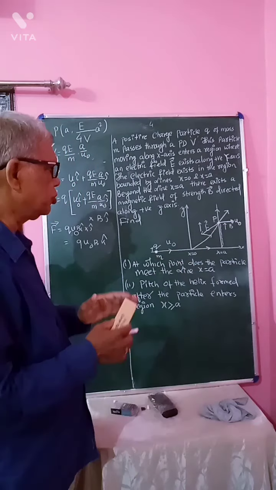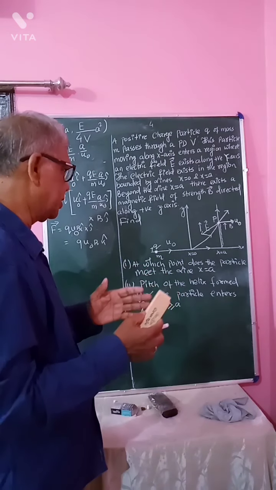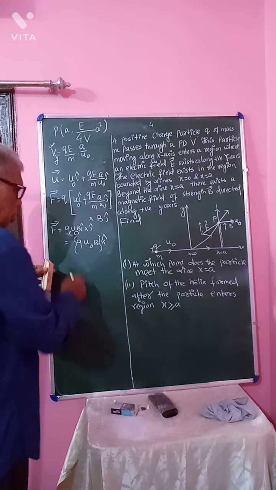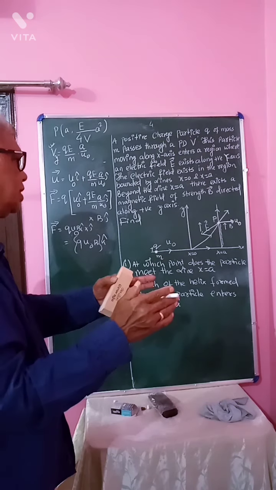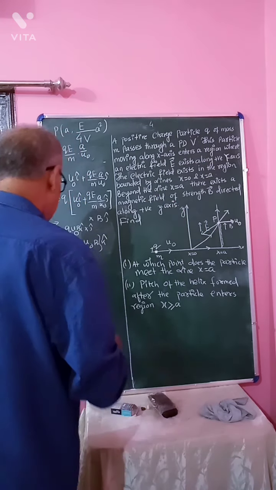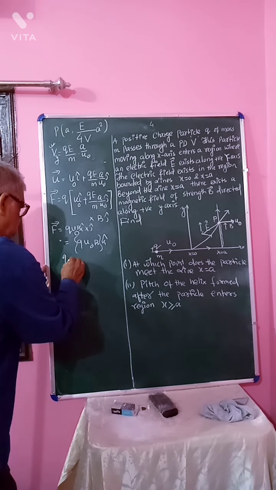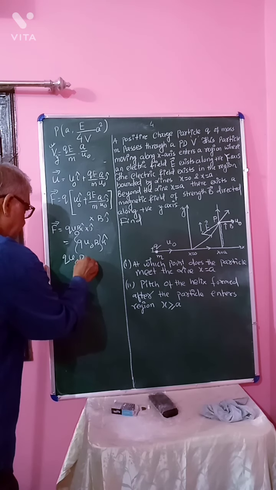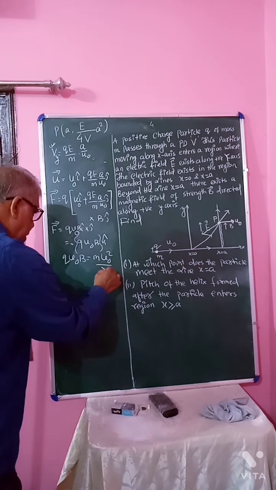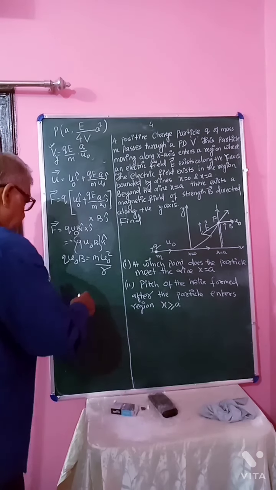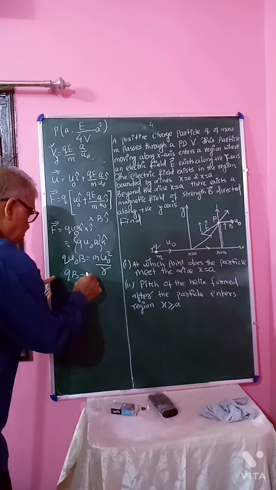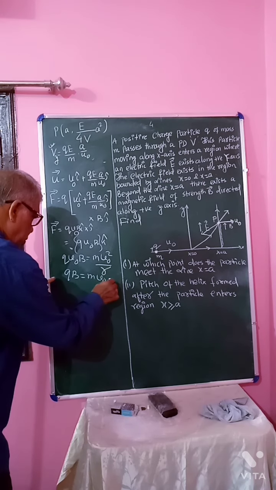So how to find out the pitch? How to find out the radius? Now, this force provides the necessary centripetal acceleration for the charged particle to follow a circular path. Now, the force Q u0 B equal to m u0 square upon R. R is the radius. Now, this is Q B equal to m u0 upon R.